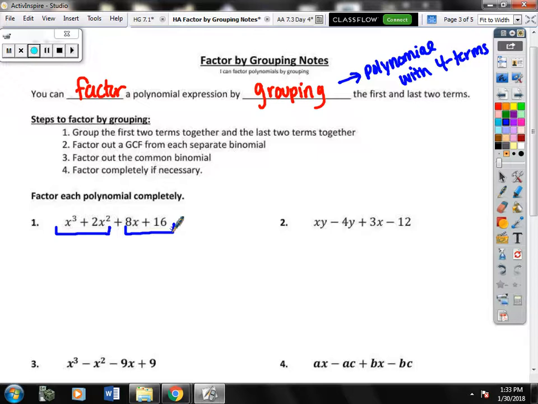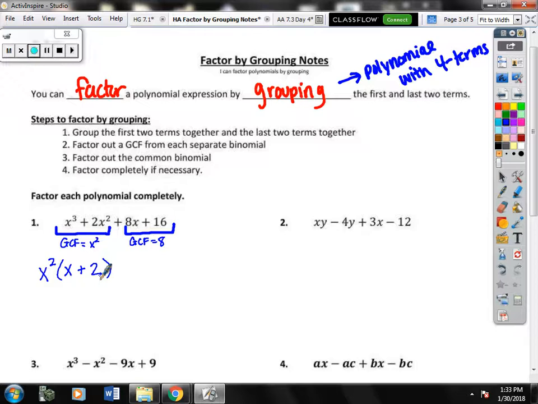You're going to factor out a GCF from each of them separately. So what is the GCF between x cubed and 2x squared? X squared. Good. What is the GCF amongst the second? 8. Remember, when you factor out a greatest common factor, you are dividing each term by that and putting it out front. So we'll have x squared. You're dividing each of these terms by x squared. So I'd be left with x plus 2.